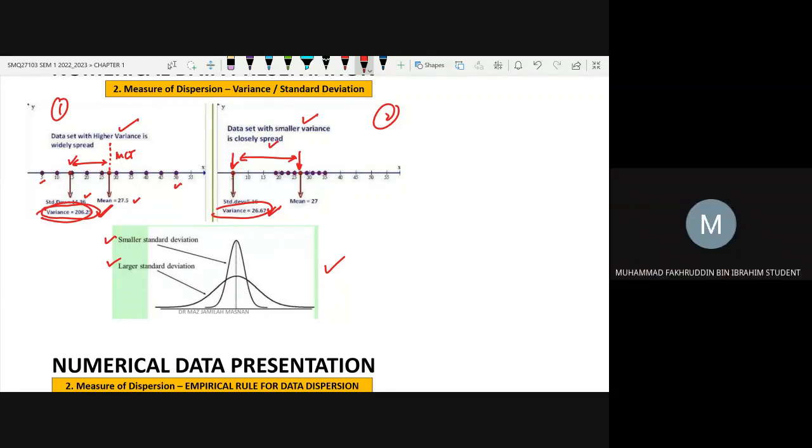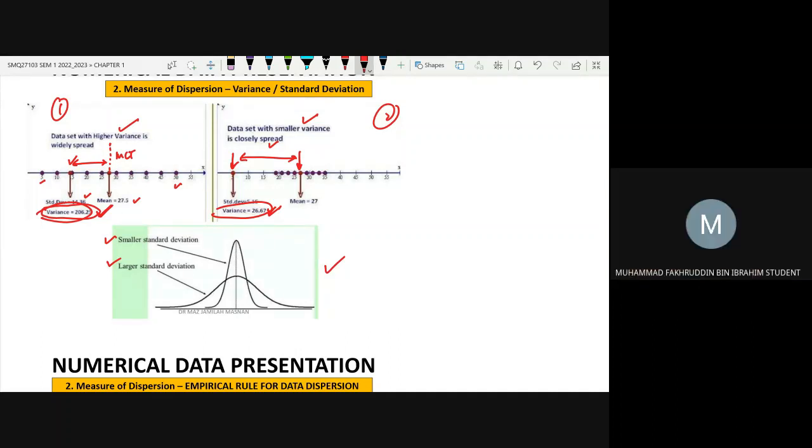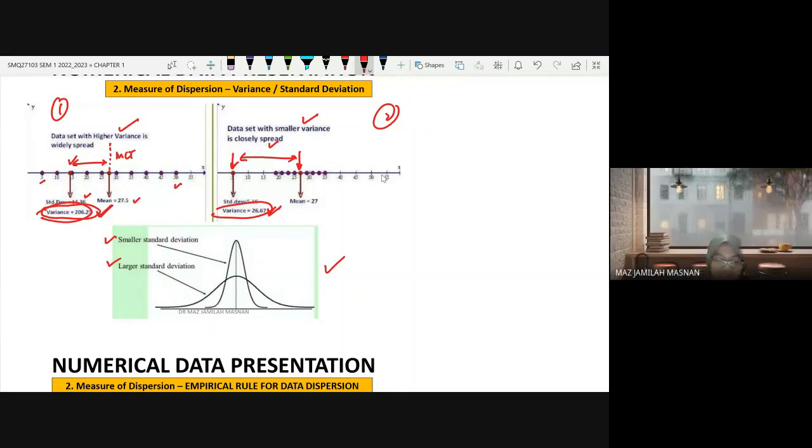Larger or smaller? Smaller variation. Yes, a smaller standard deviation reflects a smaller variance. A larger standard deviation reflects a larger variance. This one has a smaller variance.